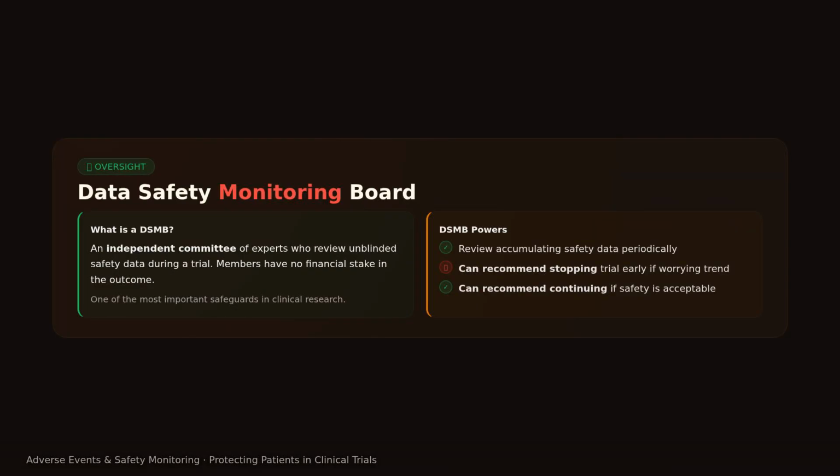The Data Safety Monitoring Board, DSMB, is an independent committee of experts who review unblinded safety data during a trial. Unlike the sponsor's team, DSMB members do not have a financial stake in the trial outcome. They meet periodically to review accumulating safety data. If they see a worrying trend, they can recommend stopping the trial early. They can also recommend continuing if safety is acceptable. The DSMB is one of the most important safeguards in clinical research.